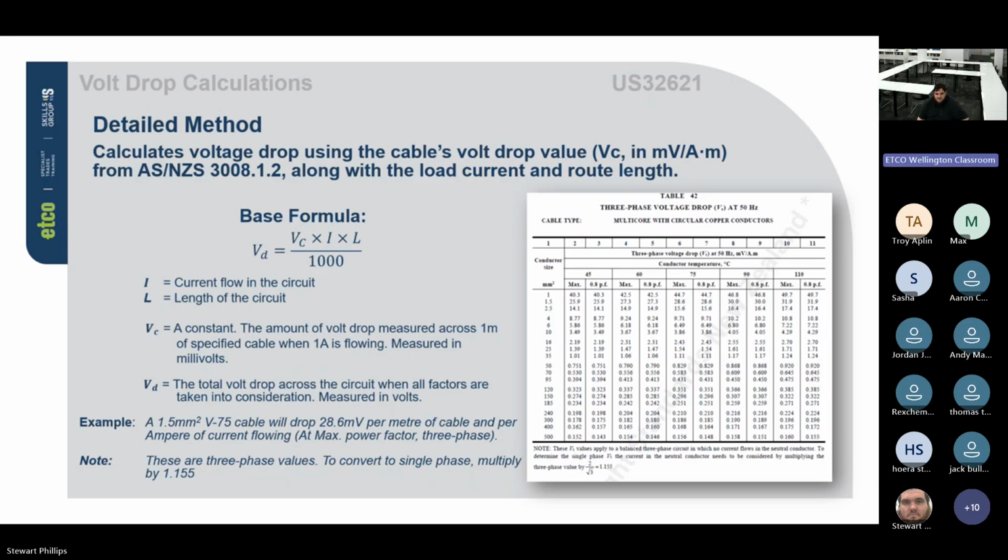So we have our conductor size down the side, our maximum, and with a 0.8 power factor. So 1.5 V75 cable will drop 28.6 millivolts per meter of cable per amp of current flowing at max power factor and 3-phase. So these are 3-phase values. To convert to single phase, we multiply it by 1.155.